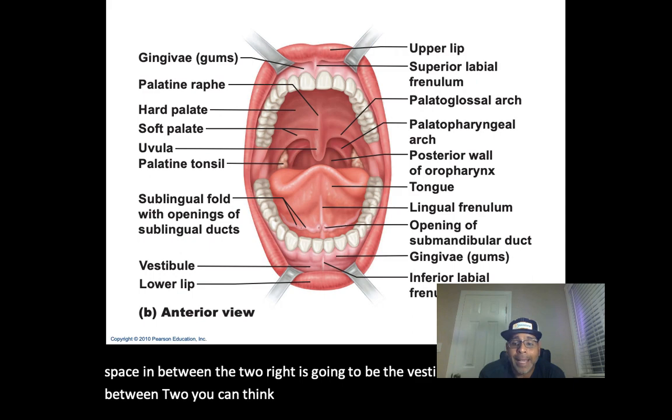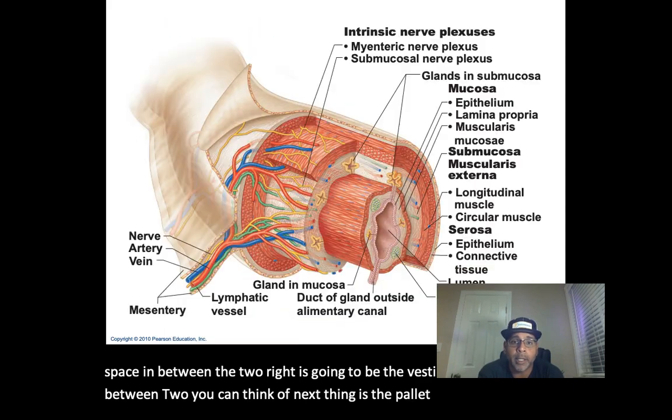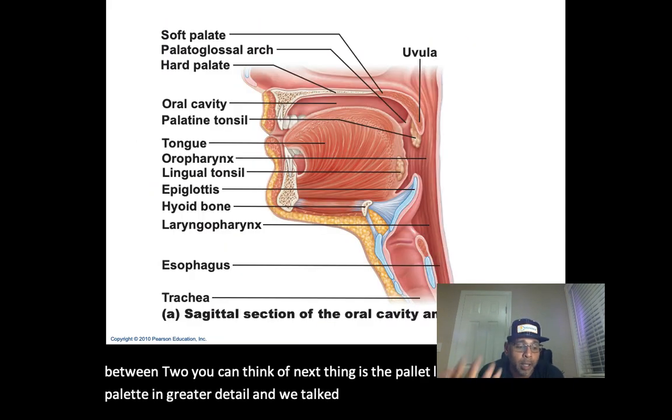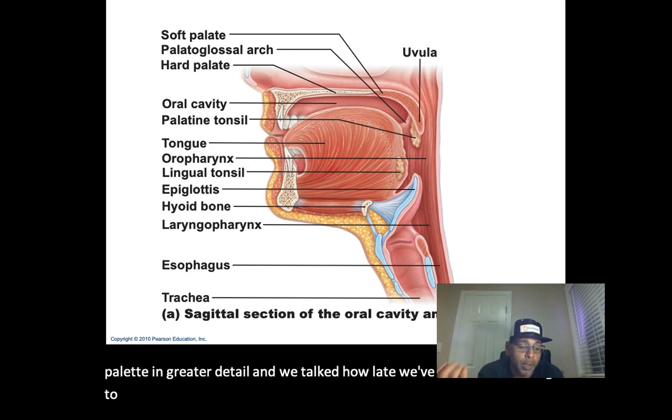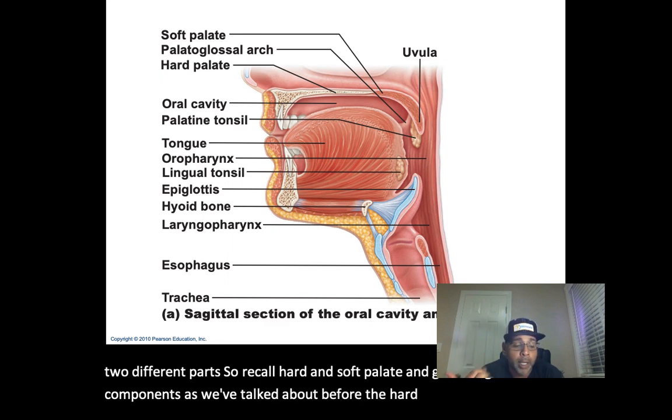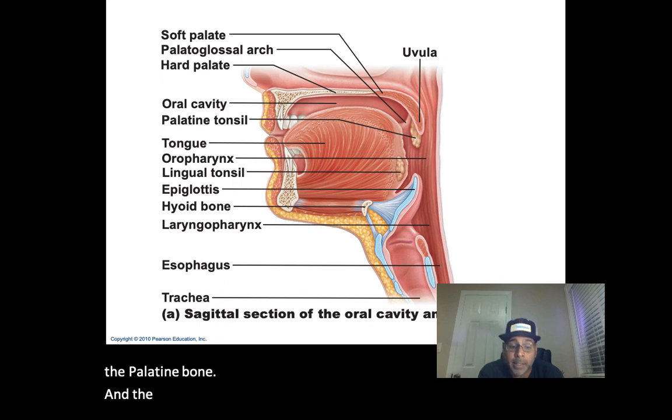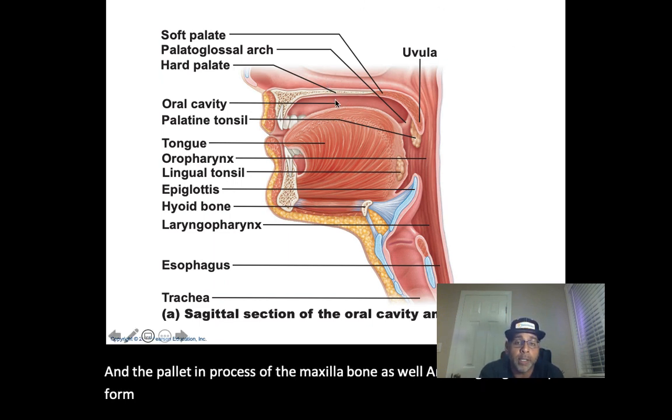Next is the palate. Let's discuss this palate in greater detail. When we talk palate, we've got 2 different parts. Recall the hard and soft palate and those components as we have talked about before. The hard palate is underlain by the palatine bone and the palatine process of the maxilla bone as well. It helps form this rigid surface onto which food is going to be forced during chewing.